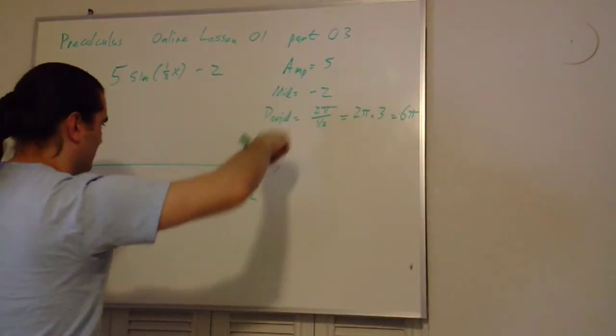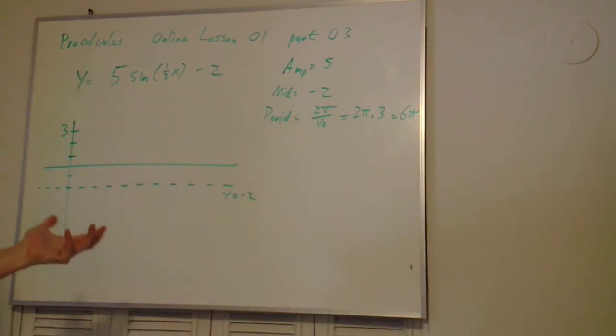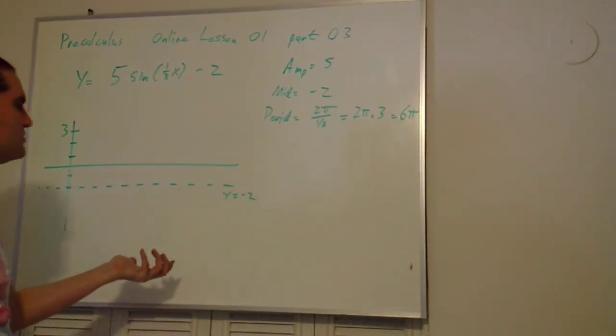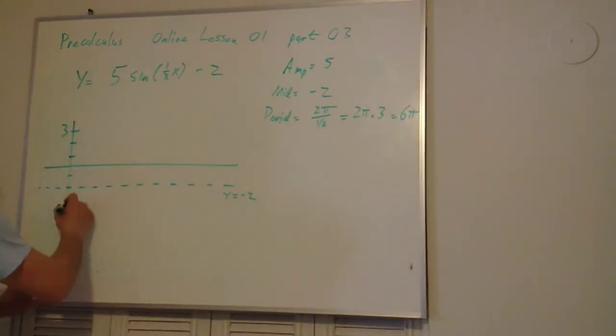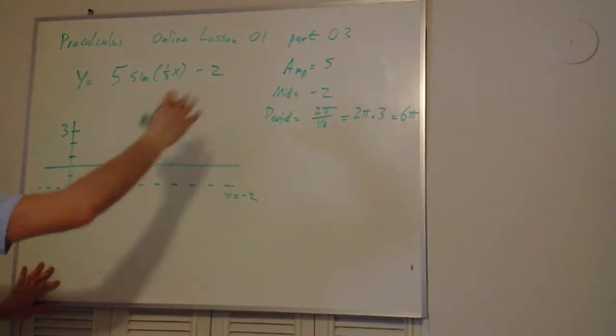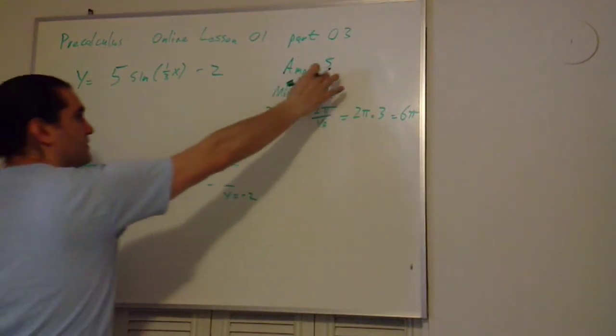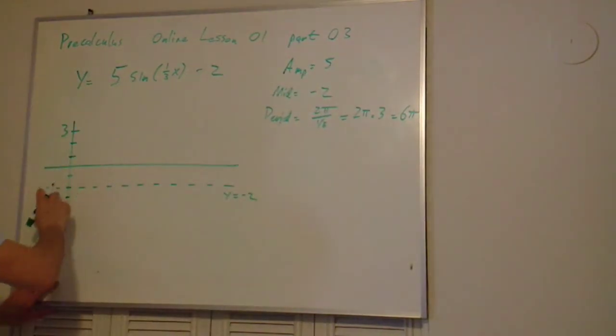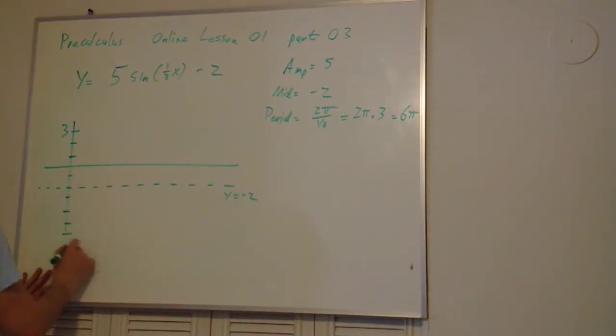At its, I don't know the good word for this, minimum? Trough? Trough is the word I hear used a lot, but it doesn't sound good to say. At its minimum, this is going to be 5 units below the midline. So from -2, we'll drop down to -7. So 3, 4, 5, 6, 7.